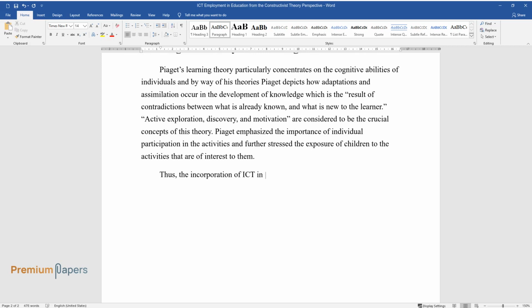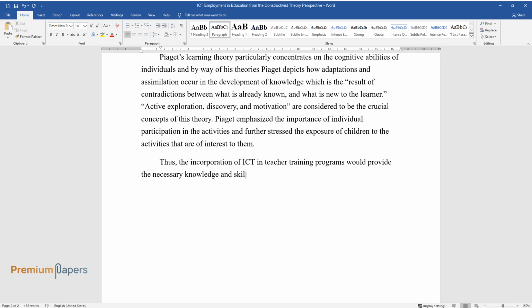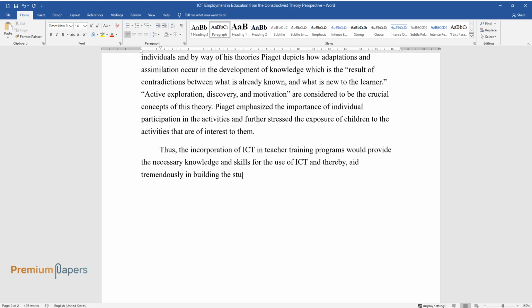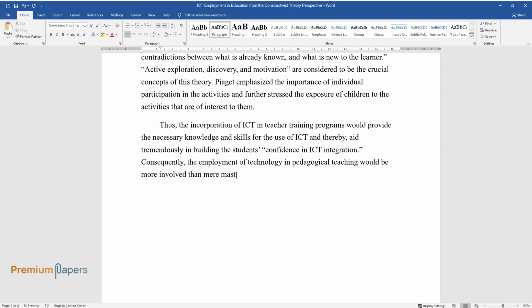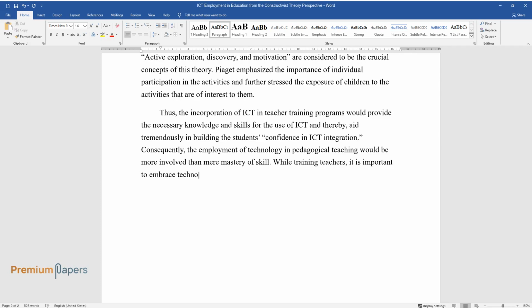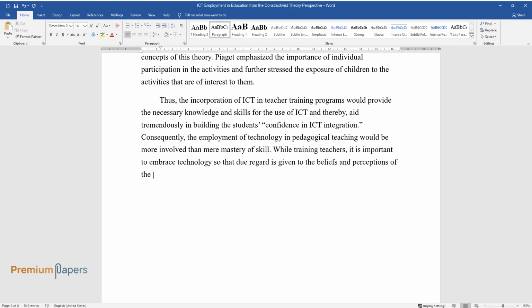Thus, the incorporation of ICT in teacher training programs would provide the necessary knowledge and skills for the use of ICT and thereby aid tremendously in building the students' confidence in ICT integration. Consequently, the employment of technology in pedagogical teaching would be more involved than mere mastery of skill. While training teachers, it is important to embrace technology so that due regard is given to the beliefs and perceptions of the teachers during the teacher training programs.